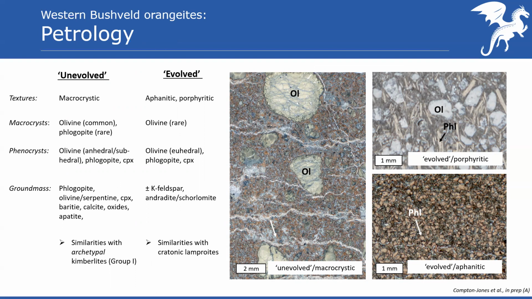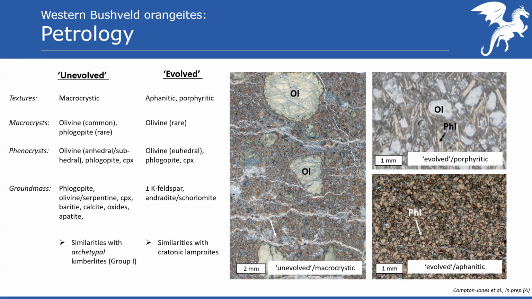So aurangites sit along a spectrum between evolved and unevolved. The unevolved members essentially represent a primary magma that has entrained lithospheric mantle material, and that's represented by these large rounded olivine macrocrysts that are essentially disaggregated peridotitic mantle, and so they're xenocrystic in origin.